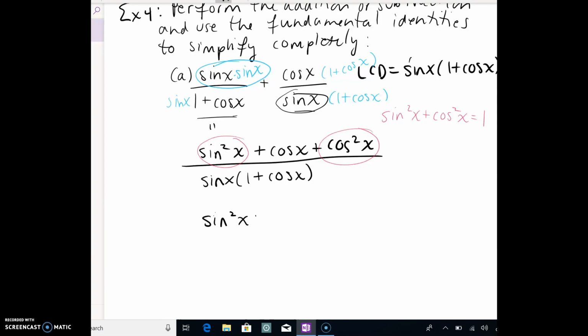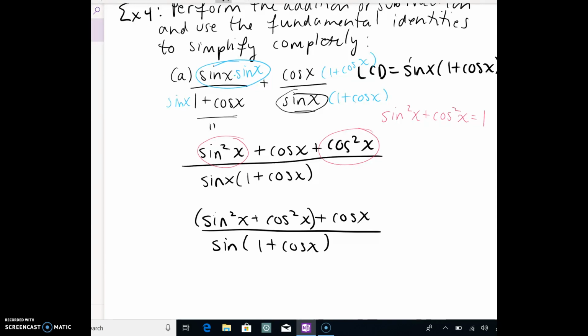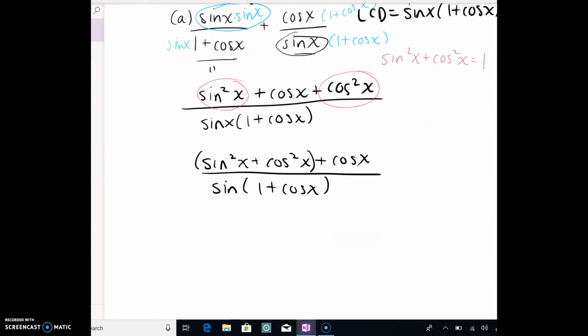We can call that sine squared x plus cosine squared x plus cosine x, all over sine x times 1 plus cosine x. And the reason I did that is just remember that addition is a commutative operation, so we can shuffle it around like that. But now we can see that this value is equivalent to 1, because sine squared of an angle plus cosine squared of an angle is equal to 1. So I'm just going to call that 1. Everything else is going to stay the same.